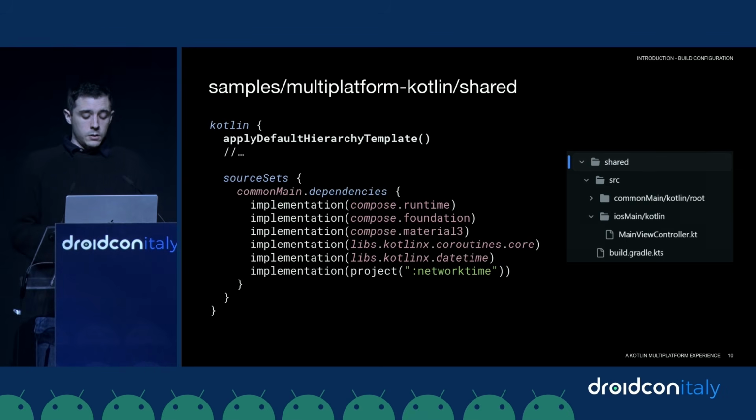Just as in the network singletons time case, we only see one source set in the build script with a number of Kotlin Multiplatform dependencies as well. But if we go to the source, we can see that we have source that's iOS specific. Why is this necessary and why are we doing it?